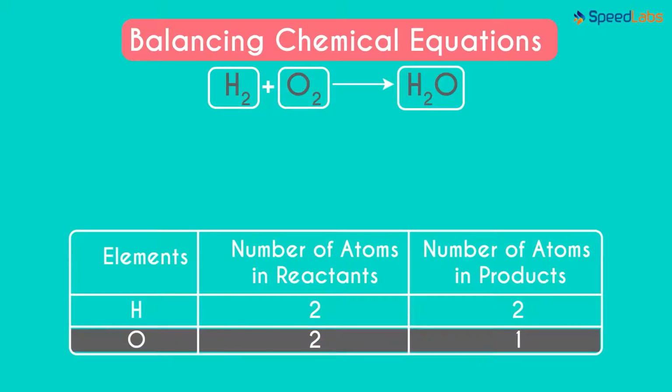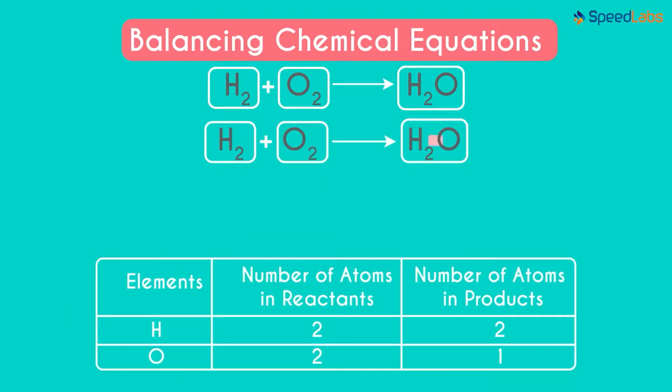This row in the table tells us that the number of atoms of oxygen on the reactant side is not equal to that on the product side. It's 2 on the left and 1 on the right. So let's try balancing the oxygen atoms first. As there's 1 oxygen atom on the right and 2 on the left, we multiply H2O with 2.